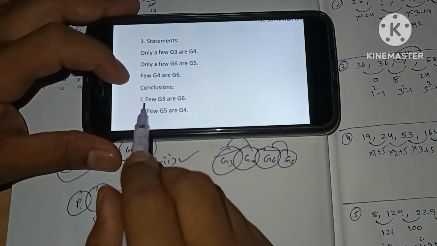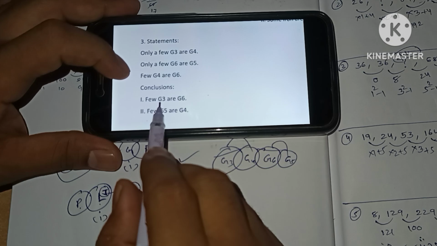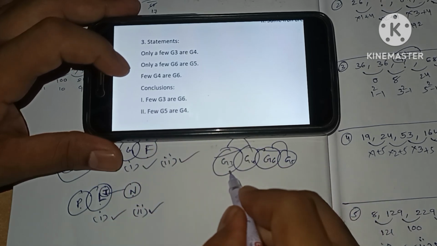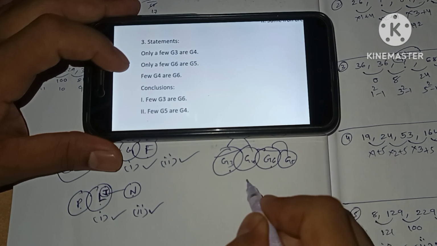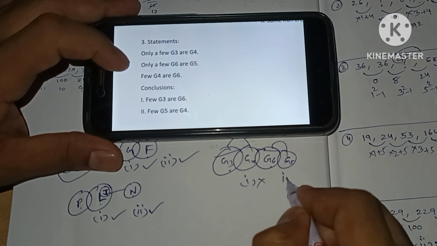Let's see the conclusions. Some 3 is 6. This is 3 and this is 6. It is a direct conclusion and there is no direct relation between these two. So the first conclusion will be false.